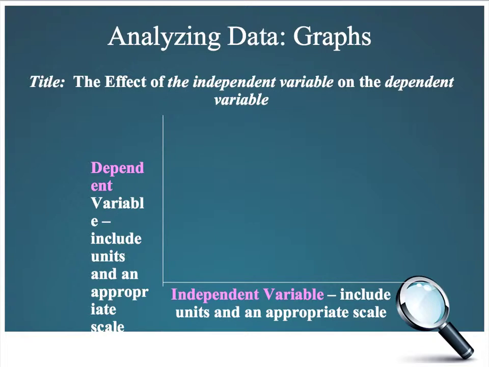Now, if I was going to put my data into a graph, which of course I would do, I'd give it a title: the effect of the independent variable on the dependent variable. And if you remember, the independent variable is the soil. So the effect of potting soil versus ground on the growth of tomato. Yeah, that's not too pretty, but you get the idea.